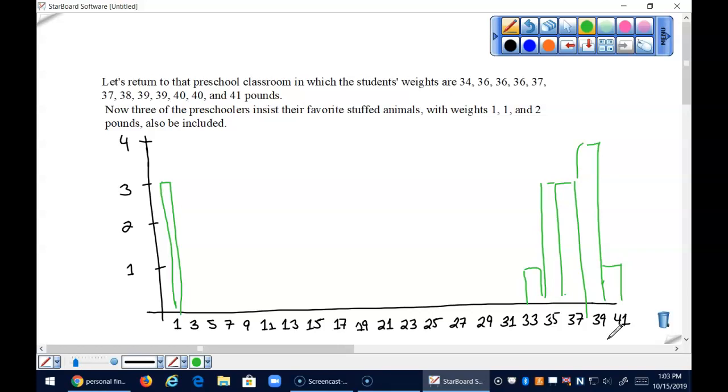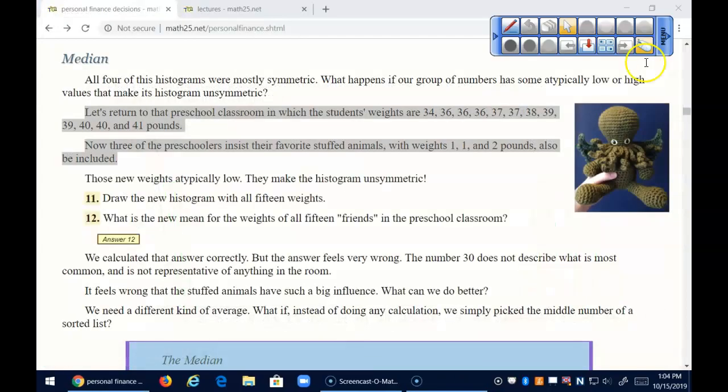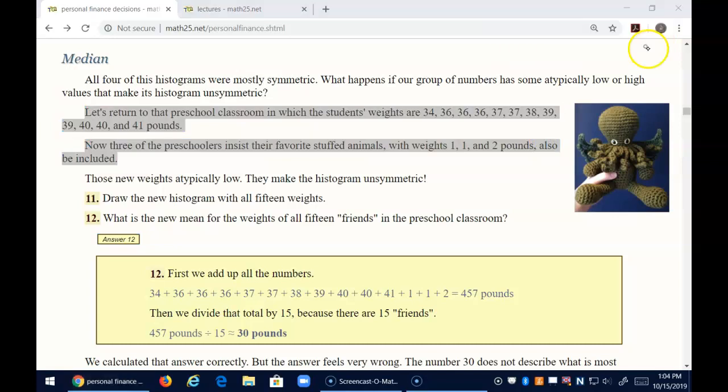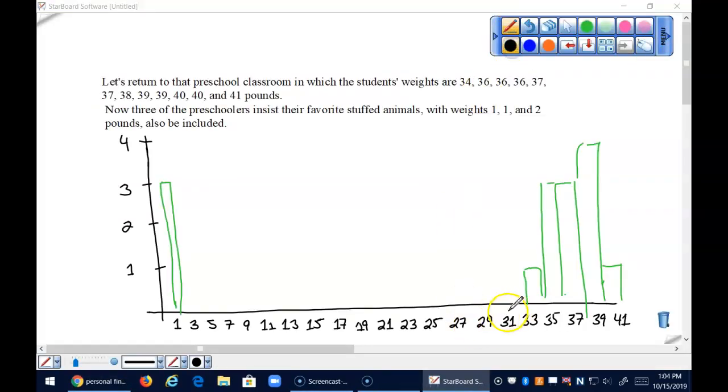Just eyeballing this, where does it look like the balance point would be? 23, 25. Somewhere over here. Yeah, maybe 27. Did anyone do the math yet to actually find the total? And then, so 457 divided by 15 is 30. So the actual balance point, the actual mean is going to be 30. Does that look reasonable to our eyes?